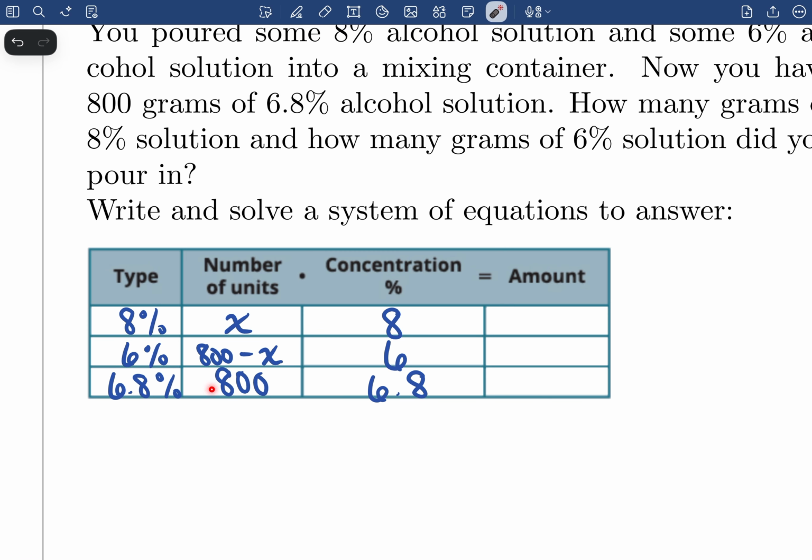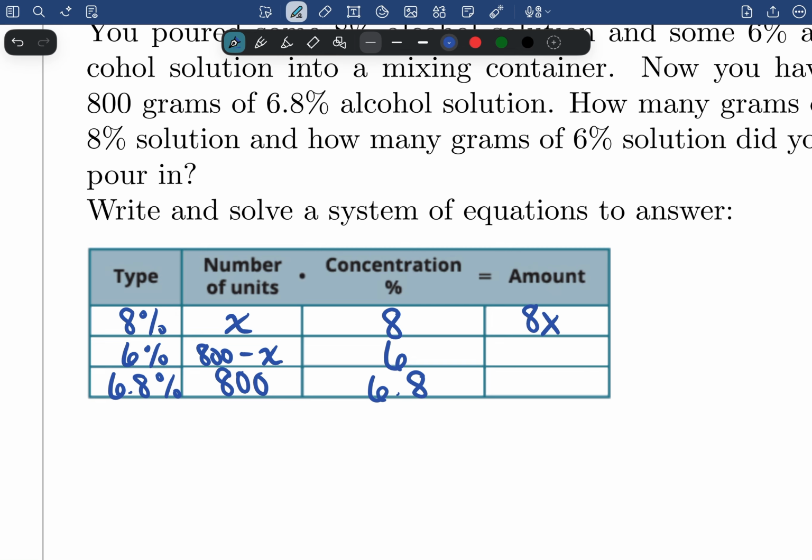Because 800, the grand total, minus X is how much this is. Okay, so now I have an expression. Now, if I take the number of units times the concentration, that gives me the total amount. And so I can multiply these pieces together, like X and 8, to get 8X. And then I multiply 800 minus X times 6. Some people like to write that 6 first, so 6 times 800 minus X, like that.